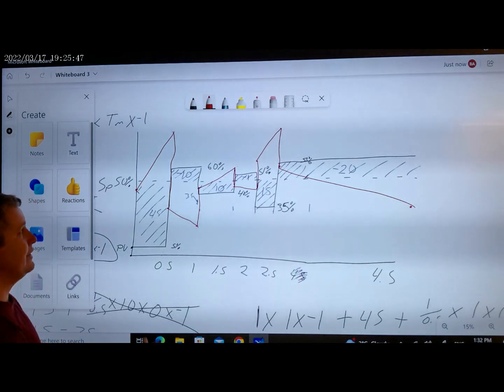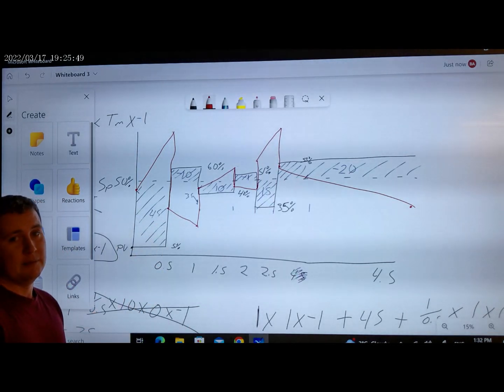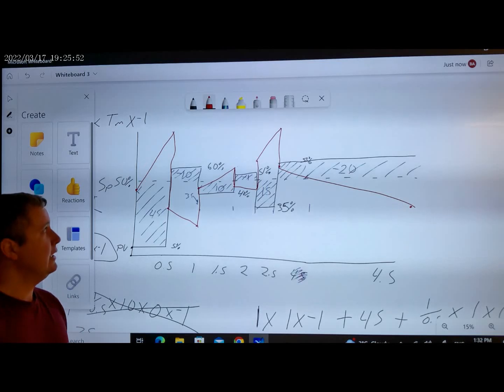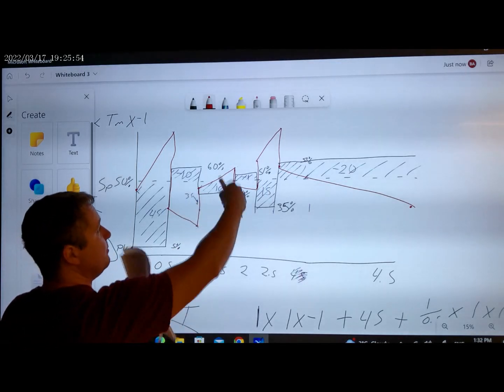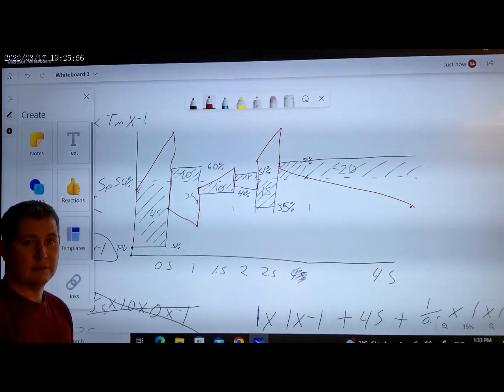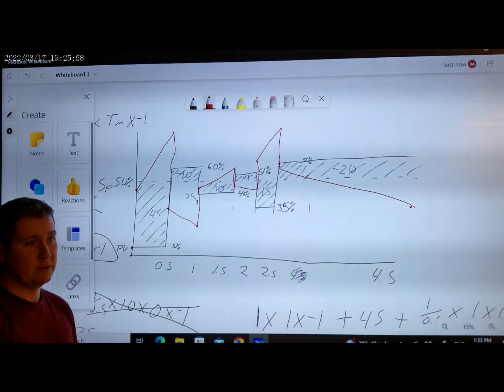Keeping in mind that this is reverse acting. But if it was direct acting, the output would happen the same, but just in reverse manner. Okay?